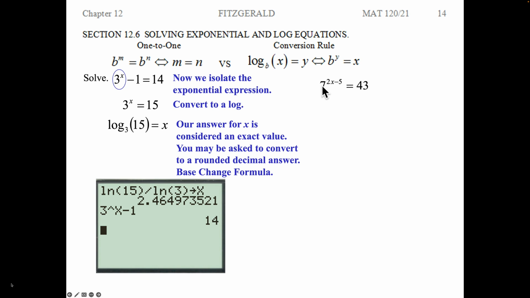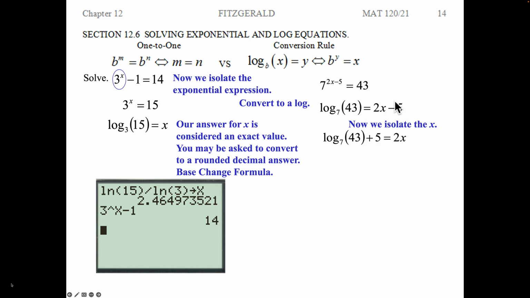All right, if we had 7 raised to the 2x minus 5 equals 43, here's my exponential. It is isolated and by itself. So we'll convert it to a log right now. So log base 7, 2x minus 5 goes to the other side of the equal sign. 43 comes over to log base 7. 43 is in the argument. Now that x is out of the exponent position, we can solve for x. Add over the 5. Don't touch the 43 on the inside. Divide everything by 2. No arithmetic. Again, this is my exact value.